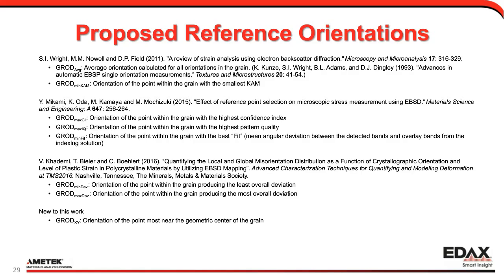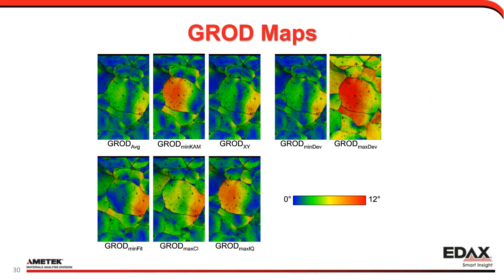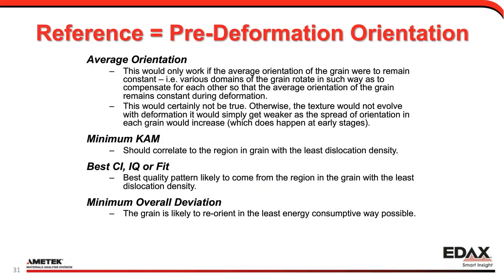So here's different maps, and you can see them all here. You can see some are similar, some are quite different, and where they show the maximum orientation happening. And that's not a surprise. You can see that the largest misorientation in this case would be 12 degrees, obviously for the one where we're trying to create the most misorientation for the GROD max dev, as I showed there. So I mentioned that we may be trying to find the pre-deformation orientation with these maps, and all these, as I explained before, are created to try to get that idea.